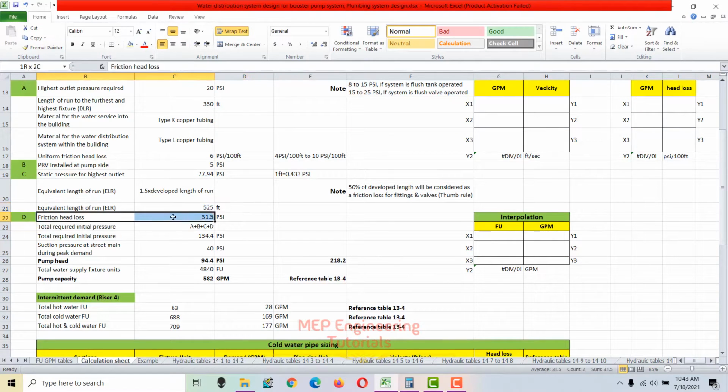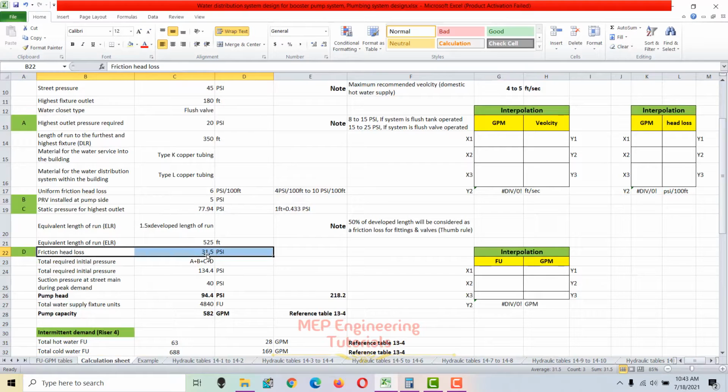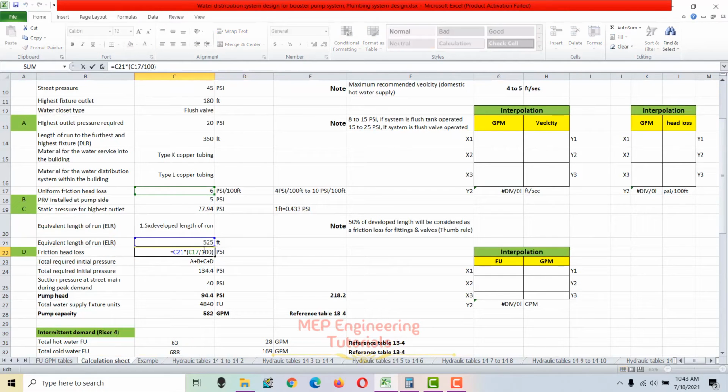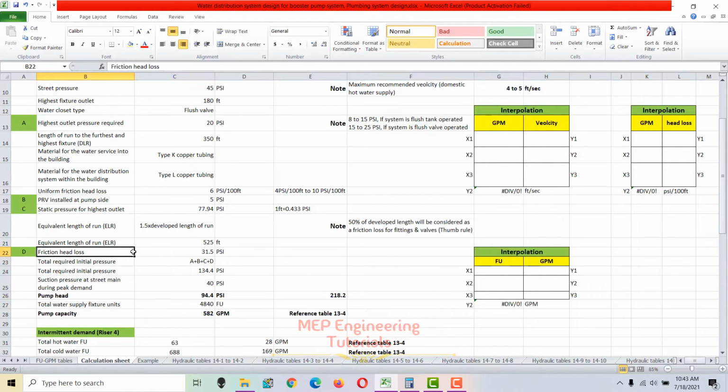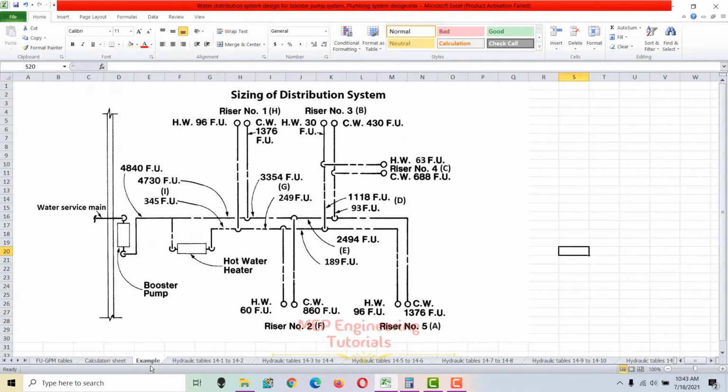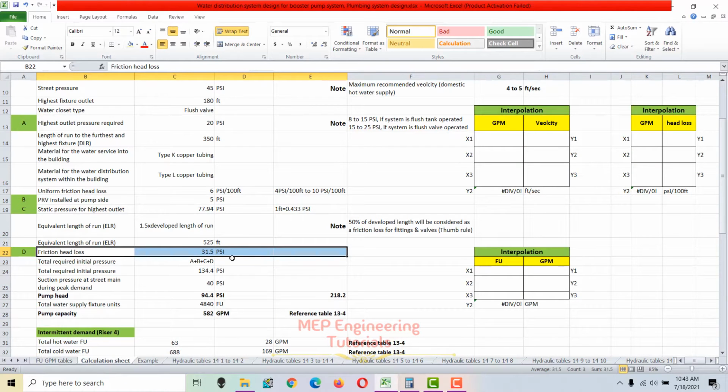Now the last one over here is the friction head loss. How did we get this friction head loss? You get friction head loss by simply multiplying your equivalent length of run with the uniform friction head loss. Uniform friction head loss is 6 psi per 100 foot and equivalent length of run is 525 feet. So if you multiply 525 with 0.06, you will get 31.5 psi friction head loss. And what is this friction head loss? This friction head loss is due to the straight pipe length plus fittings and the valves in your system here. So the friction head loss is 31.5 psi.